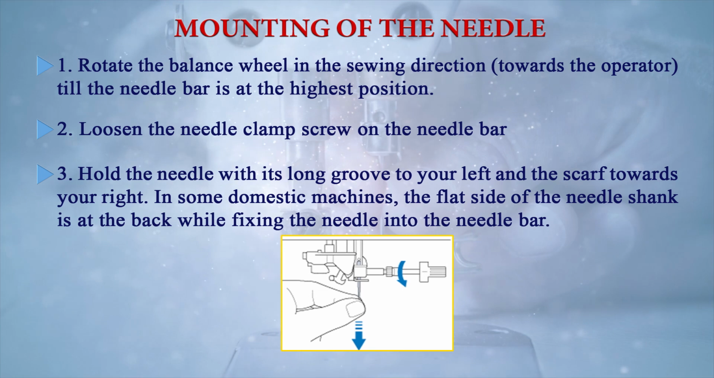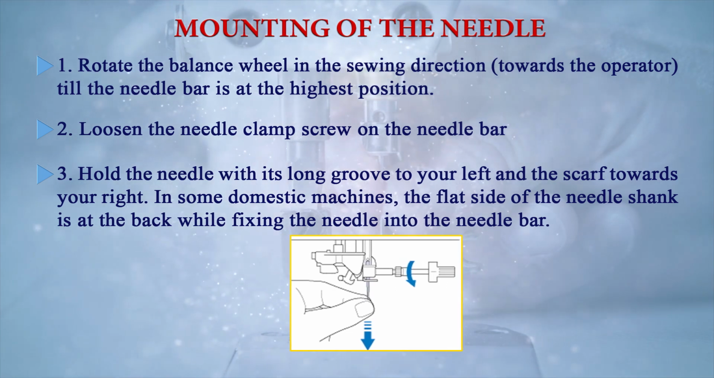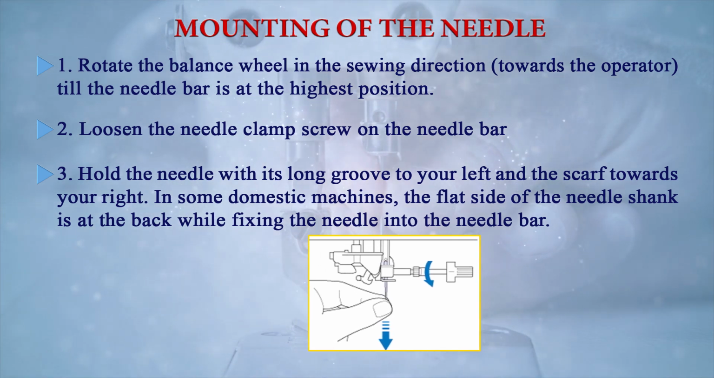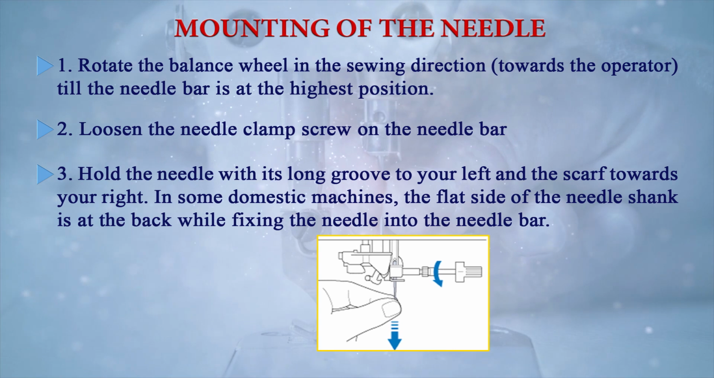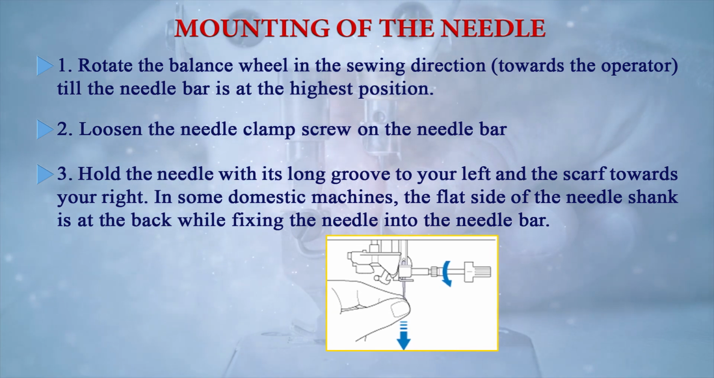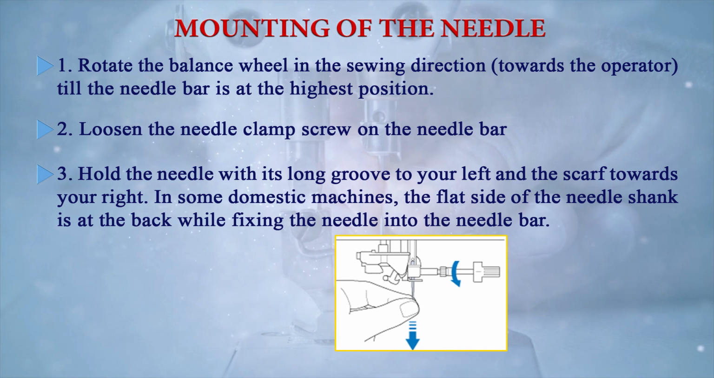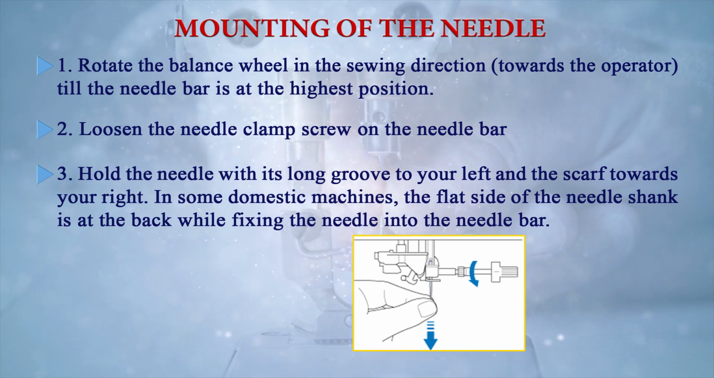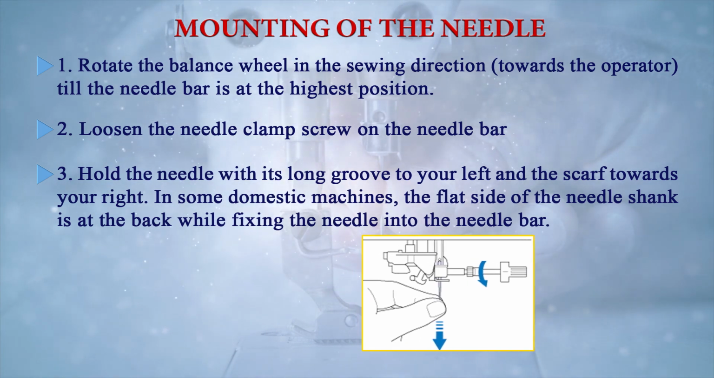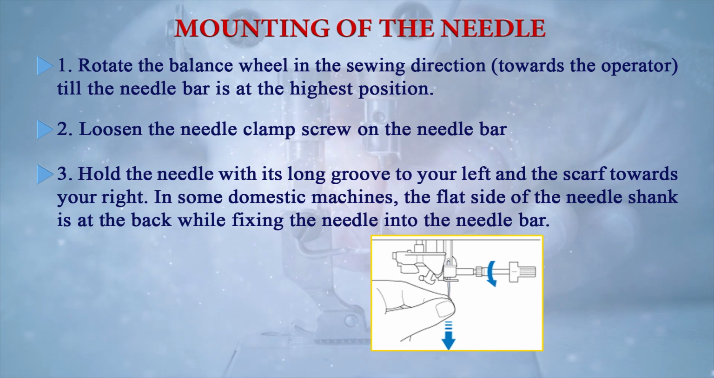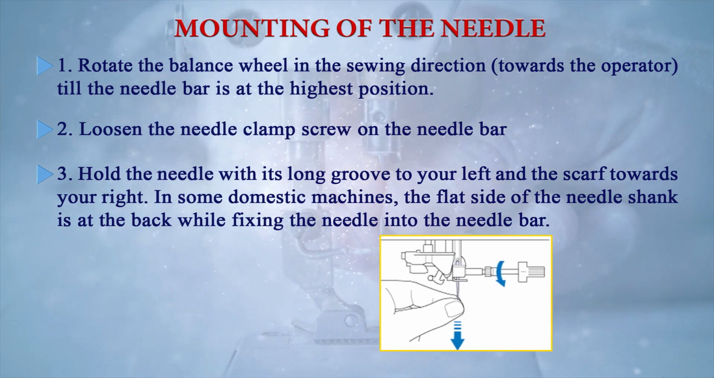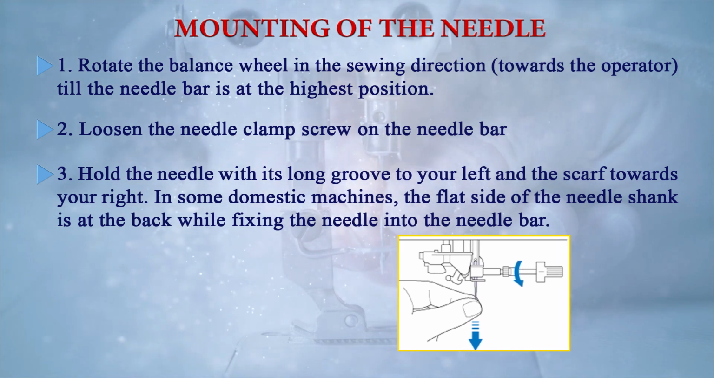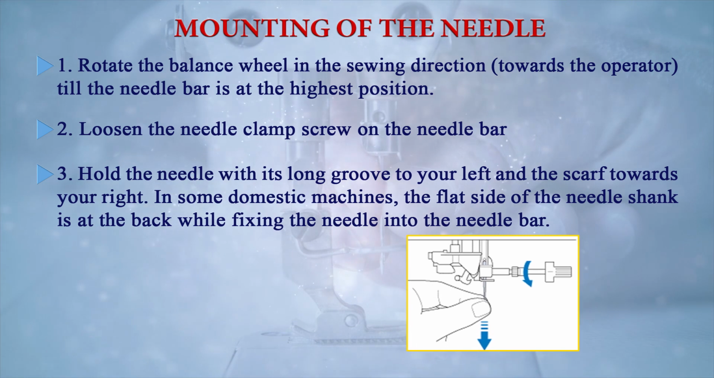scarf towards your right. When you see a machine needle, it is something very different. It is pointed at the lower part and it has a rounded, cylindrical part on the upper side. So what you have to do is hold it with the long groove to your left hand and scarf towards your right. On some domestic machines, which are not motorized, or the old sewing machines, the flat side of the needle shank is at the back while fixing the needle into the needle bar.